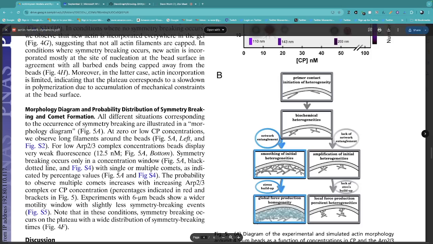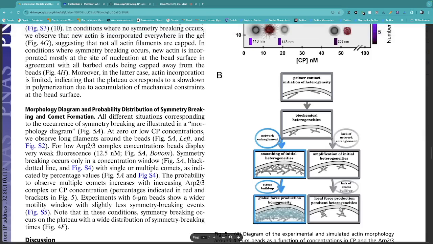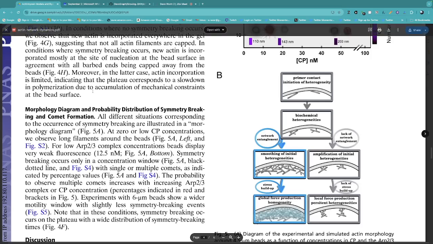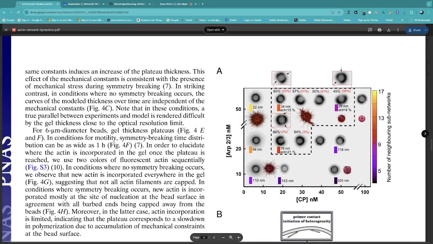In this other example, from this lack of network entanglement and this persistence of these subnetworks, you actually see a lack of stress buildup. So if you have these large subnetworks that are not connected, you have local force production, you have persistent heterogeneities, but most importantly, you don't have the stress buildup that results, and you get a different sort of dynamics from these networks. So I think that's a very interesting paper talking about how they're modeling this with this sort of minimal system, and they're relating this to the network dynamics.